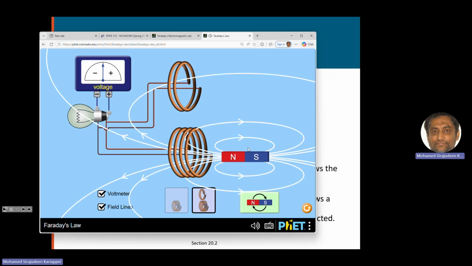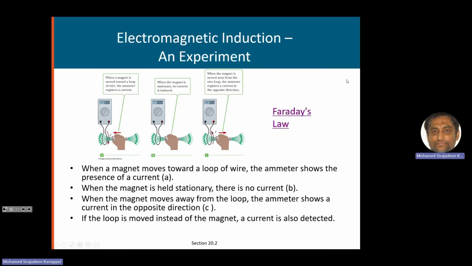It depends on the number of loops, as well as the area. I wish I could show with a big loop, but I have the same size here. There's no way to shrink the area. Anyway, this is to demonstrate the whole thing. Faraday did so many experiments, took numbers and so on. Then he finally came up with this equation, which is called Faraday's law.